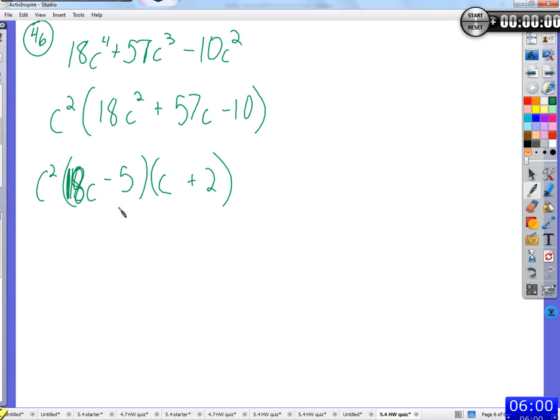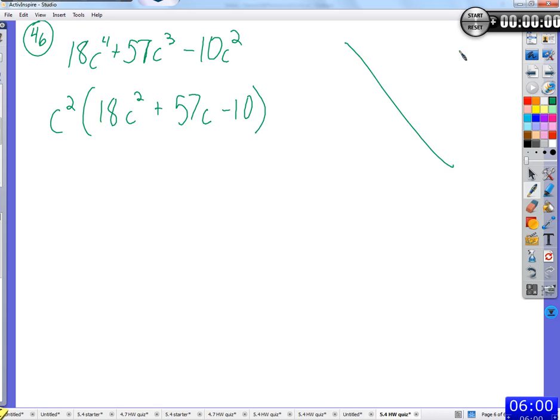You remember how to make it less painful? The AC method, the big X. Let's get rid of all that. What goes up here? A times C. That's 18 times negative 10, negative 180. Here, 57. It'll take too long to figure out what two numbers, obviously a positive and a negative, multiply to negative 180 and add to 57. So something positive, something negative.